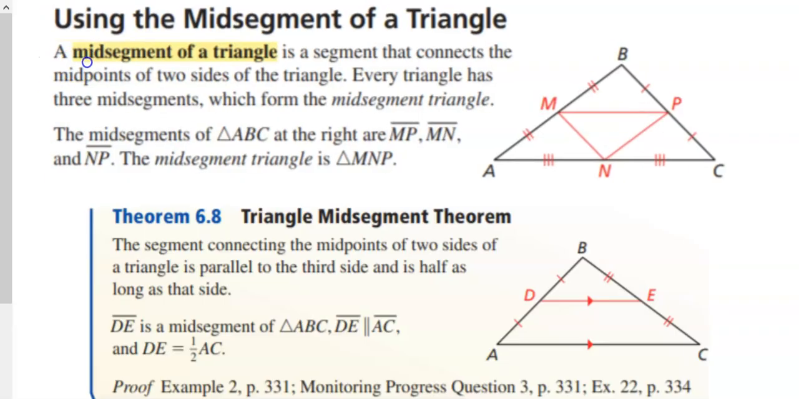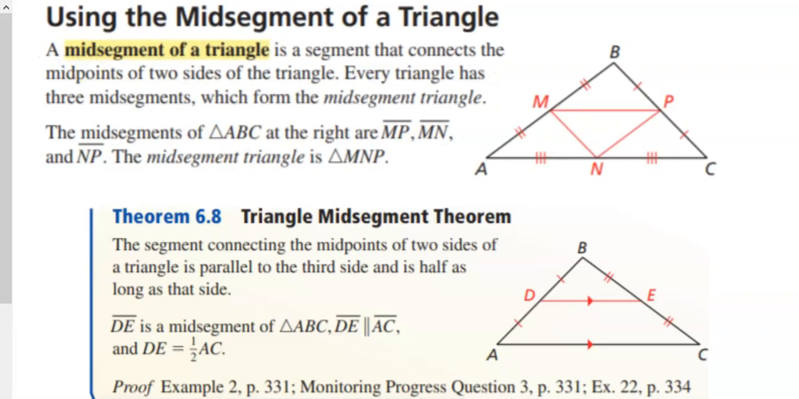What is a mid-segment? A mid-segment is a segment that connects the midpoints of two sides. Everything in red here is a mid-segment. MN is a mid-segment because it connects the midpoint N of side AC and the midpoint M of AB. So this makes MN a mid-segment. Same thing with MP and PN.